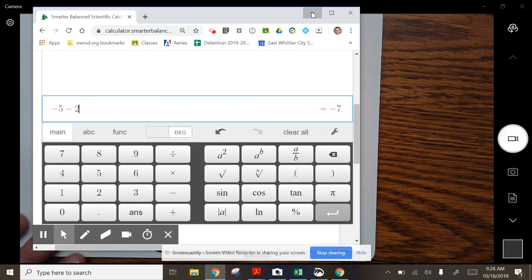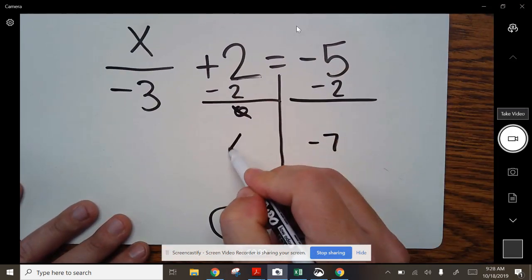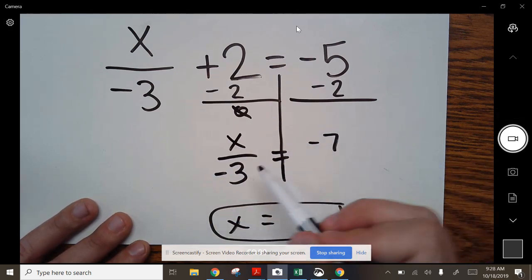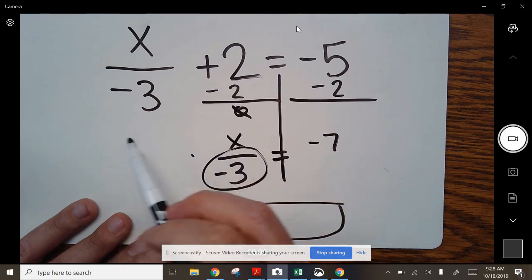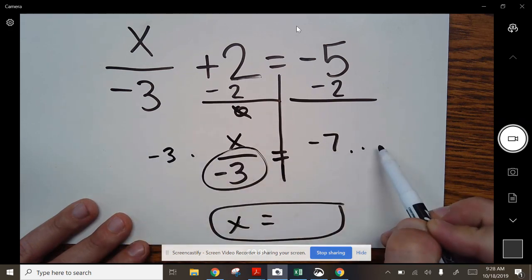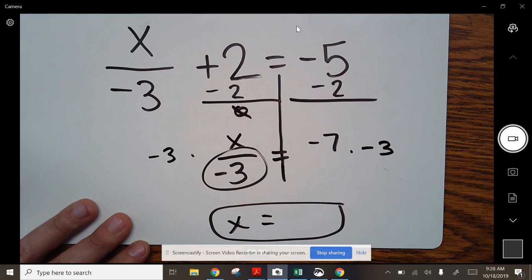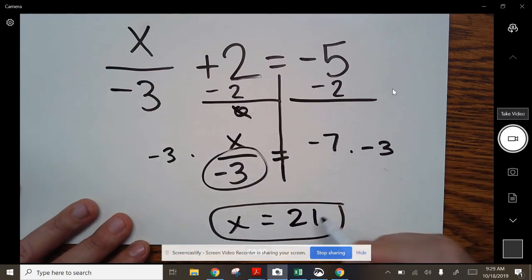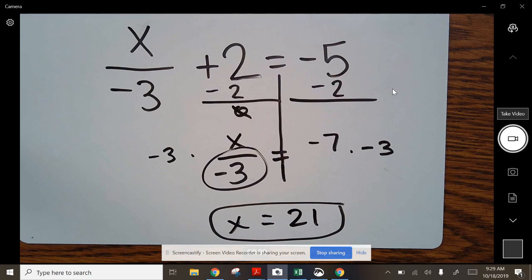Now, we have x divided by negative 3, okay? A division of negative 3, to get rid of it, you're going to multiply it to both sides. Negative 7 multiplied by negative 3 is a positive 21. Okay, so your answer would be 21. All right, let's keep going. Let me erase this real quick.